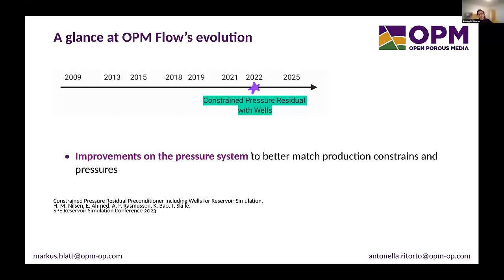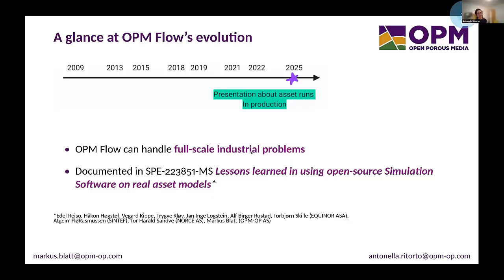In 2022, we also have this improvement in the preconditioner, the constraint pressure residual with wells, which helps to improve the match of production constraints and pressures. I'm not going to say much about that, not only because it's not my expertise, but also for time, so we can move forward to our last highlight of the evolution of OPM Flow.